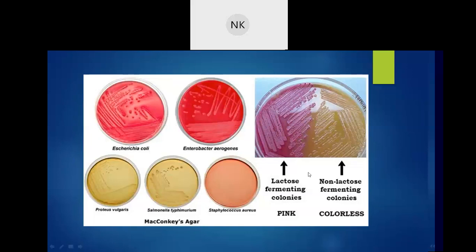So let us just examine the images here. You can see on the right side, this one is lactose fermenting colonies. Pink color colonies are formed. This is on MacConkey agar media.